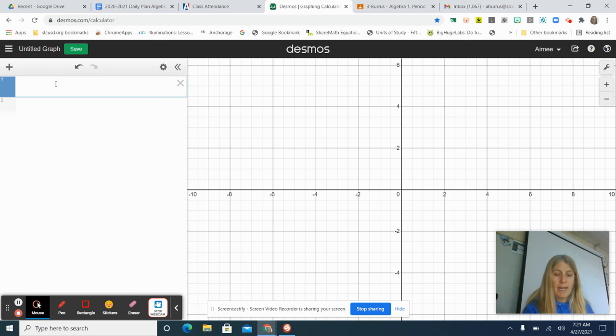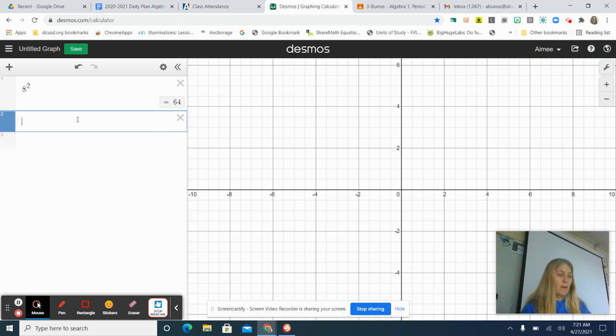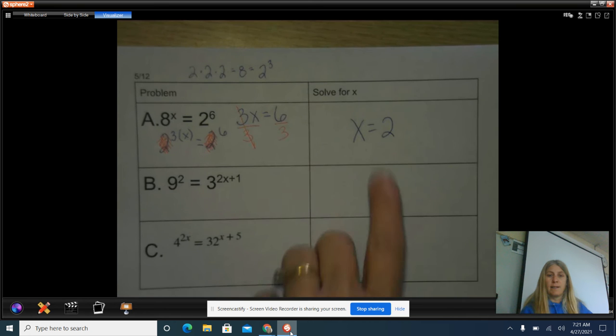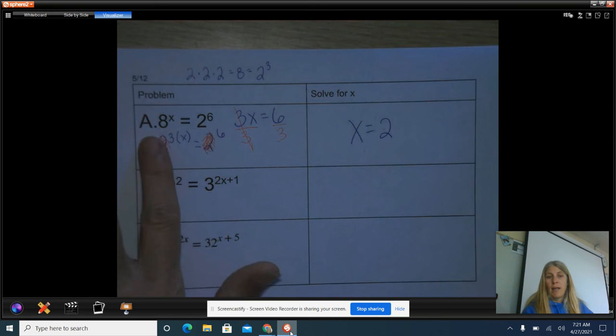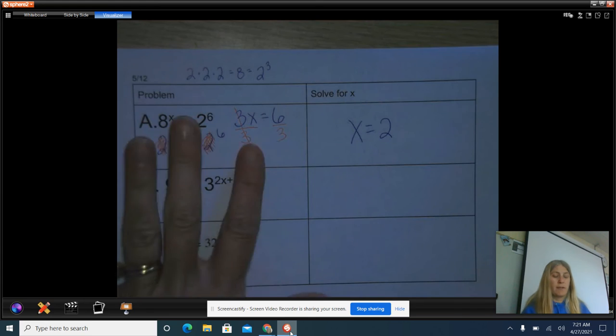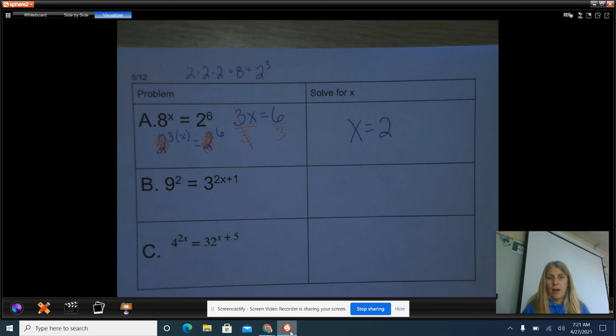So we have 8 to the x power, and we think x is 2. So that's going to be 8 squared, and you can see that's 64. And then on the right side, we have 2 to the 6th power, which is also 64. So we know that we were correct, and x is equal to 2. If I plug in x and it does not equal the same as the other side, then I know I've made an error and I need to relook at my work.